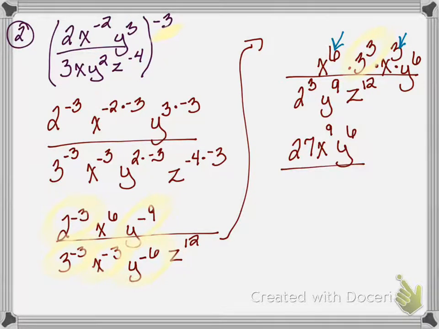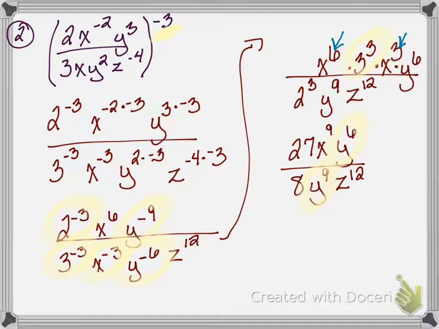Okay, in the denominator, I have 2 to the third. 2 times 2 times 2 is 8. Then I have y to the 9th and z to the 12th. Now, we're not quite finished yet because I have a y to the 6th in the numerator and a y to the 9th in the denominator. Now, I've got more y's in the denominator than I do the numerator.